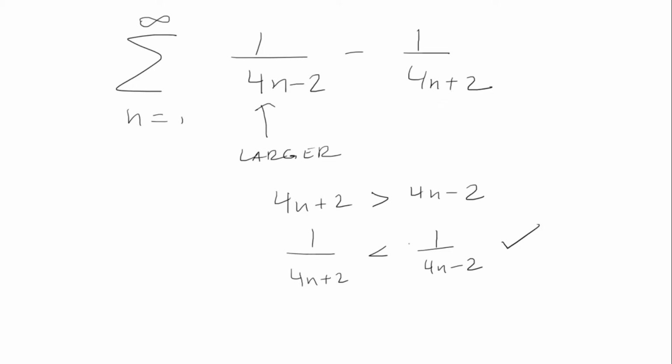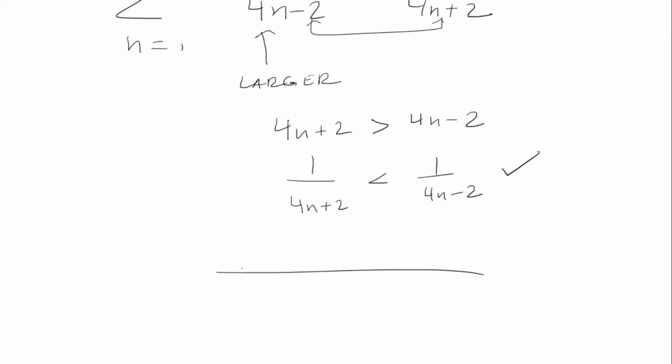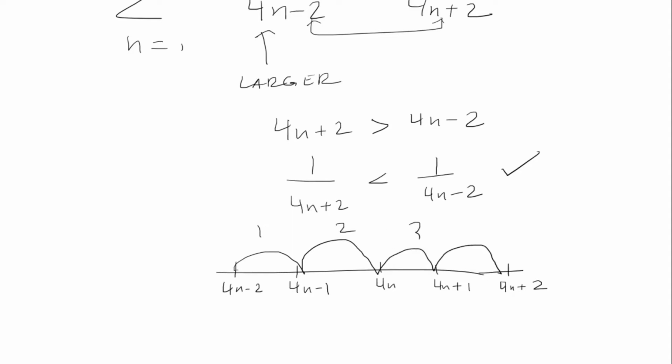Now I move on to step 2. I want to see how far apart 4n minus 2 is from 4n plus 2. So let's say I made a number line. It's 4n minus 2, and I want to get up to 4n plus 2. So we're just adding 1 every time. We go to 4n minus 1, that's 1, 4n, 4n plus 1, 4n plus 2. So we see they're 4 away from each other.